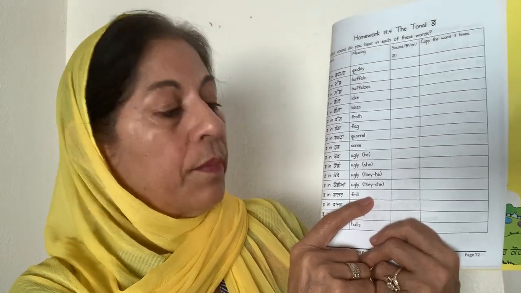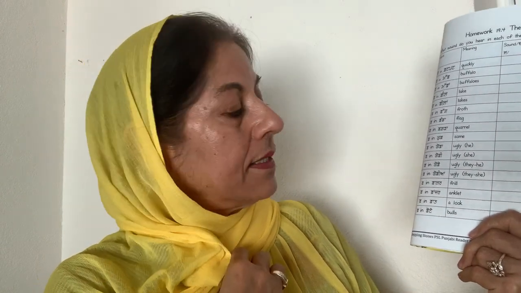Chahjja chagda means fight, quarrel, to fight with somebody. Chagda nahi karna chahida sanu, right? Chahjja kuj, means some. Chahjja koja, koja means ugly. Chahjja koji, koji means she is ugly. Koje means they, masculine, and kojia is they, for women or girls, feminine. Chahjja chalar, chalar is a frill. Some clothes have frills around them. Chahjja chanjar is an anklet.